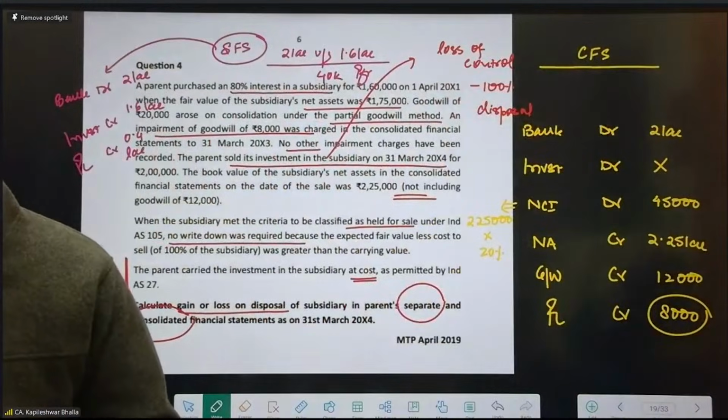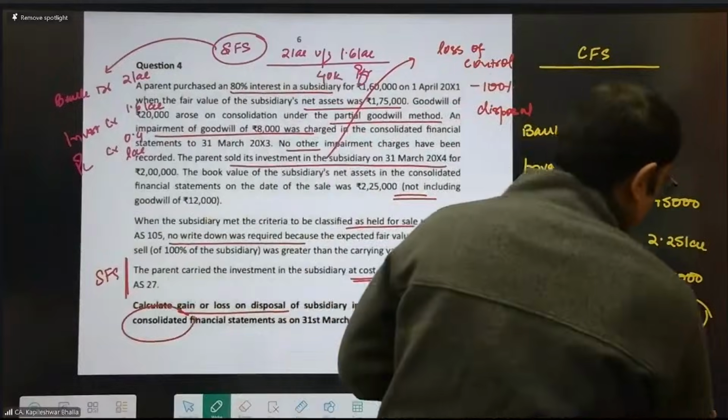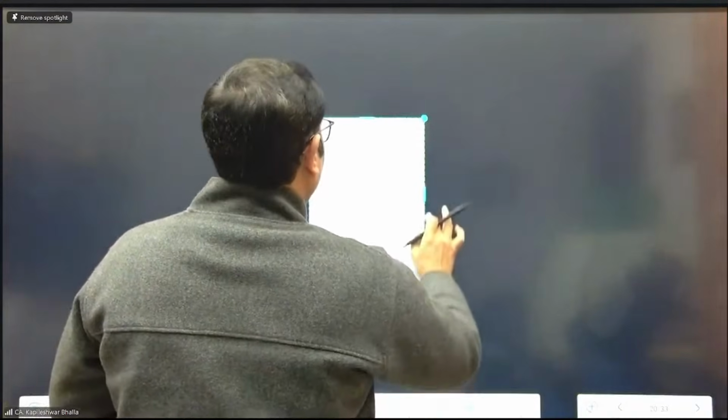Okay, so I think now we can do a little more comprehensive question on this area. This is partial disposal. Okay, let's take another question as well.